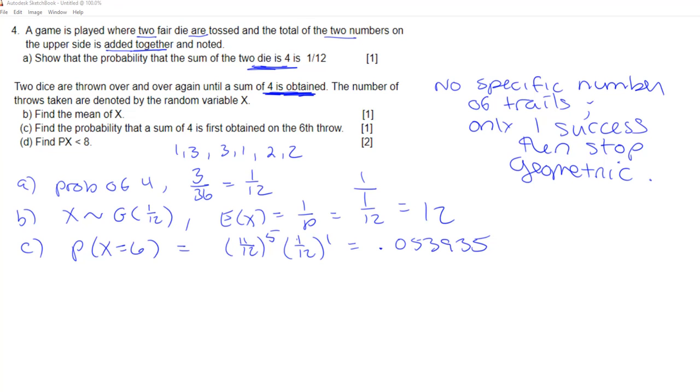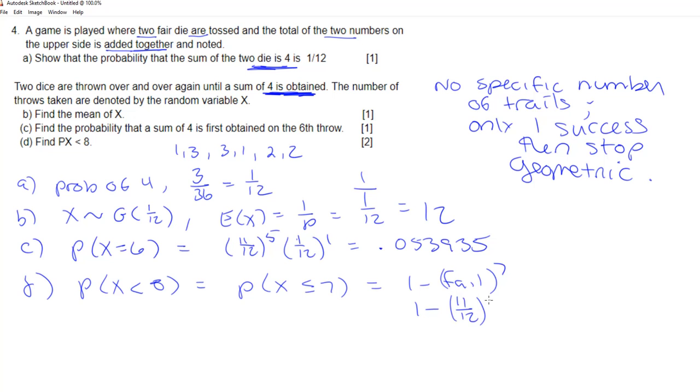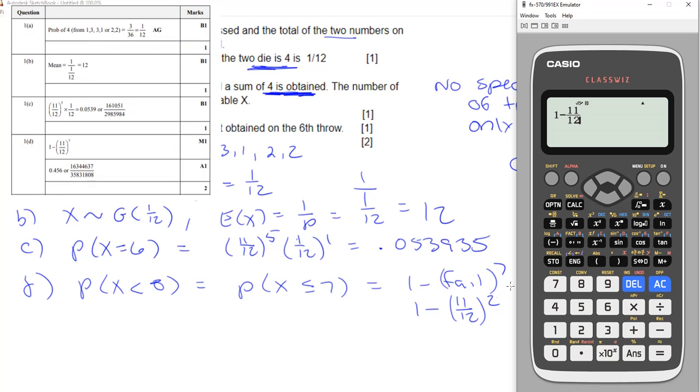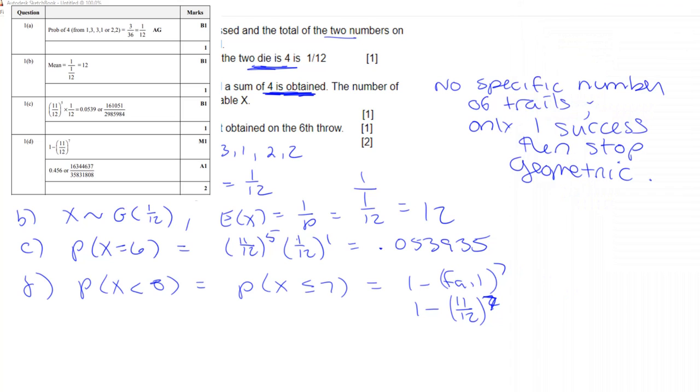And the next thing it says is part D, find the probability that x is less than 8. Well, we got that cute little formula that we could use, but it's less than or equal to, so we're going to switch this to probability of x is less than or equal to 7. That's 1 minus fail to the 7th, or 1 minus 11/12 to the 7th. And all I got to do is put that in the calculator, and I get my answer of 0.4561.